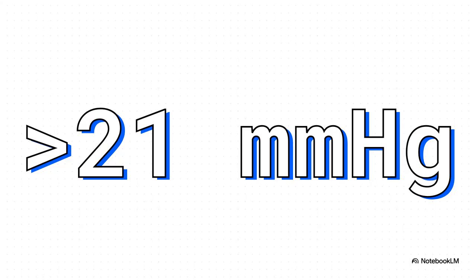So, what's the magic number? What are doctors looking for? Well, they start to get concerned when the pressure inside the eye climbs above 21 millimeters of mercury.